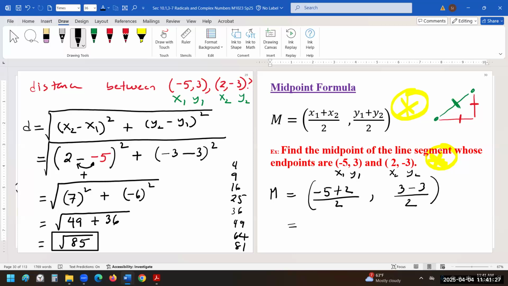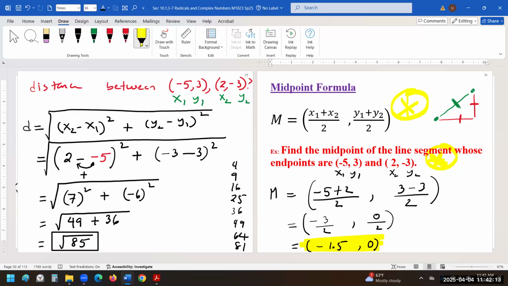What is -5 plus 2? -3. And what is 3 minus 3? 0. Now, what is half of -3? -1.5. And what is half of 0? Still 0. So the middle point between these 2 points is x value -1.5, y value 0.